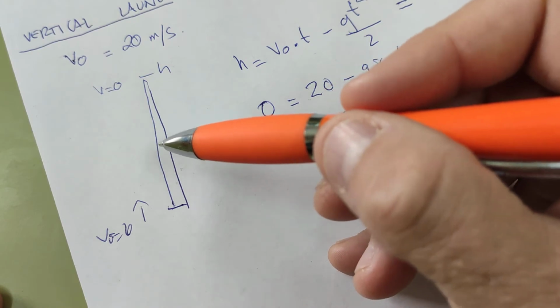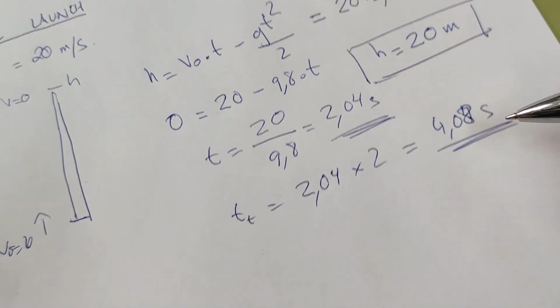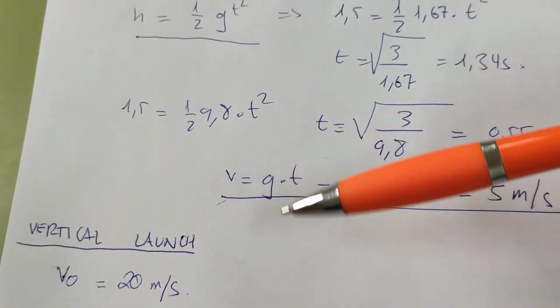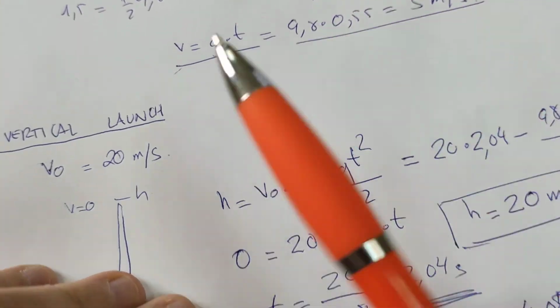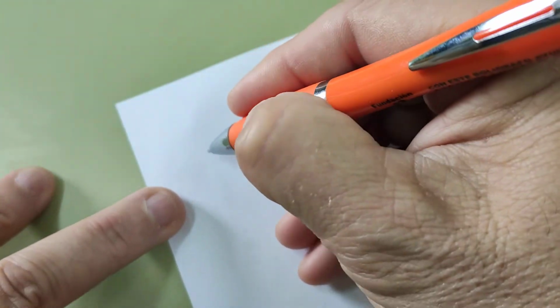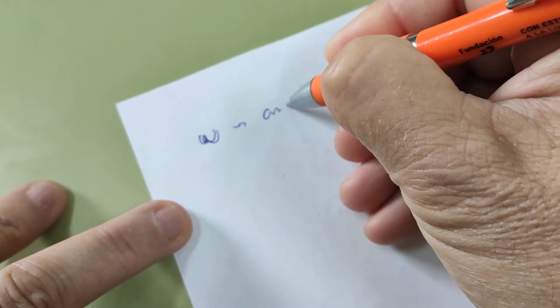Then we calculate the time to this point, and with this time we can calculate the velocity. Okay, but basically, this is the calculation in these problems, free fall or vertical launch. What about the circular motion? In circular motion, if you remember I told you, here the point is the angular speed.